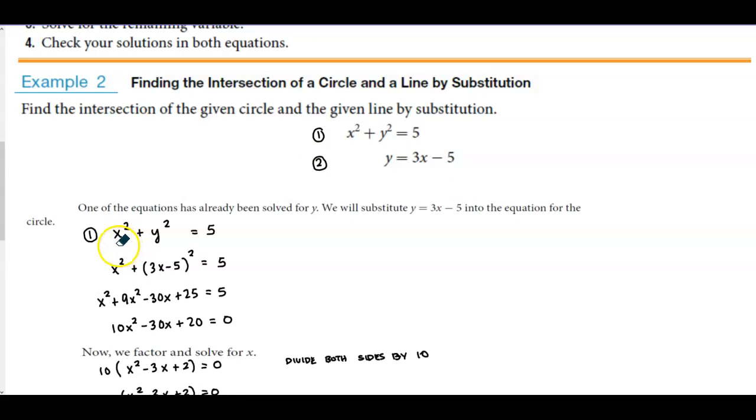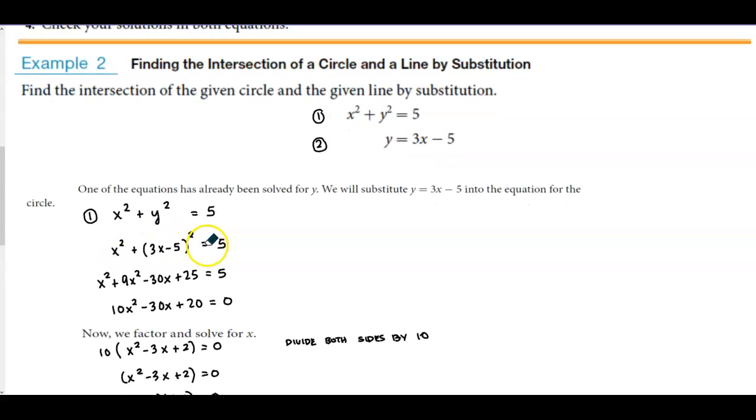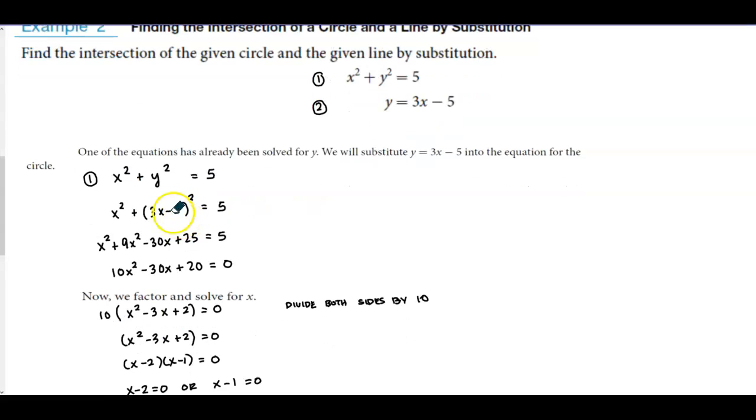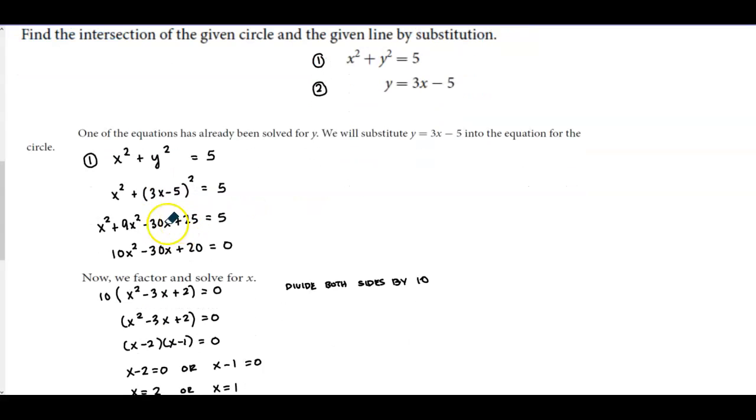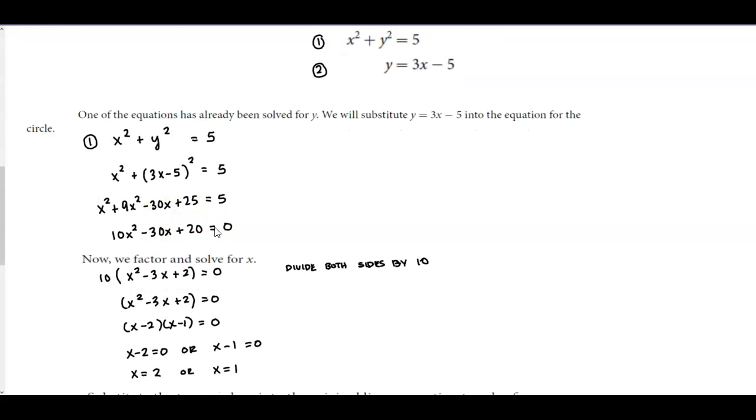So here's our equation for the circle, x squared plus y squared equals 5. We can plug in 3x minus 5 for y and then square it. So we have x squared, and when we square 3x minus 5, that's a perfect square trinomial, or we can FOIL that, which gives us plus 9x squared minus 30x plus 25 equals 5. Our goal is to set this equal to 0. If we combine x squared plus 9x squared, that gives us 10x squared minus 30x. And if we subtract 5 from both sides, we get plus 20, which is equal to 0.